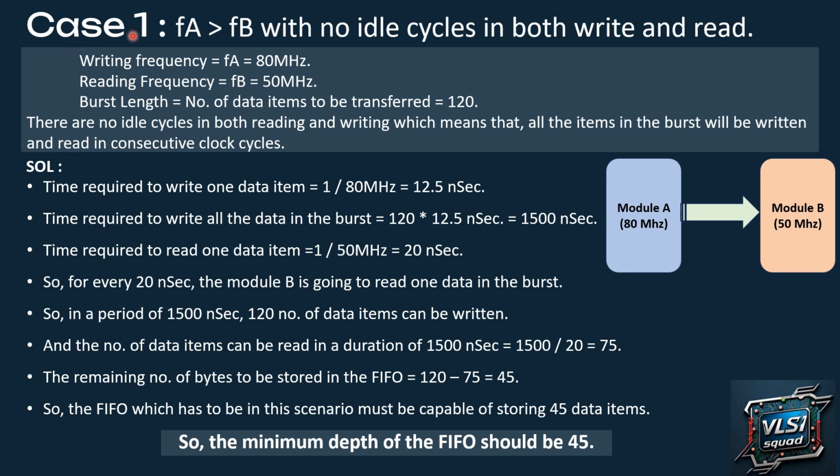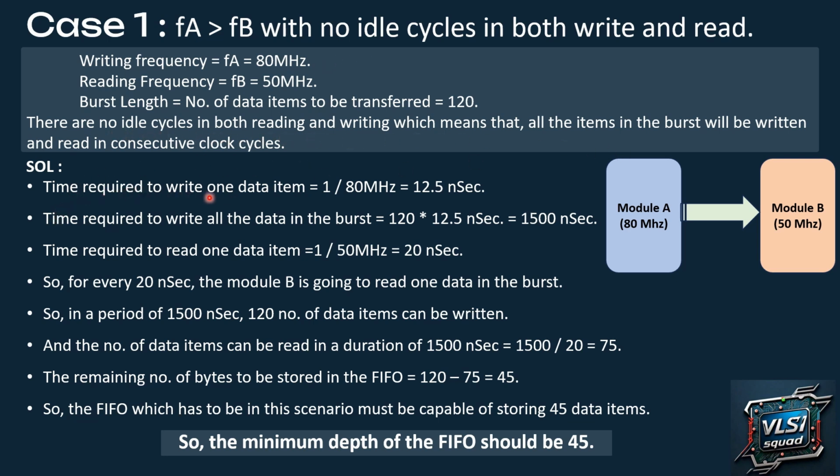So let's take up case one. Here the frequency of sender module A is greater than module B, which is the receiver, and there are no idle cycles between read and write. There are a few other cases with idle cycles, but in this case there are no idle cycles. Let's consider the frequency of the sender is 80 megahertz and the reader is 50 megahertz. The burst length, that is the packet size, is 120. So 120 items of data will be coming as a burst at this speed, and there are no idle cycles, as I've said earlier.